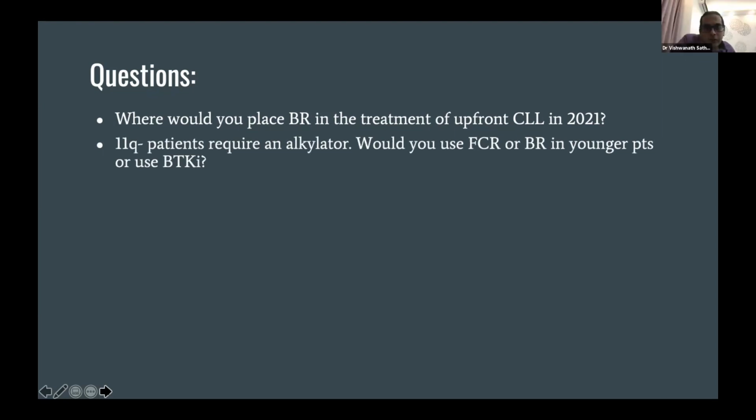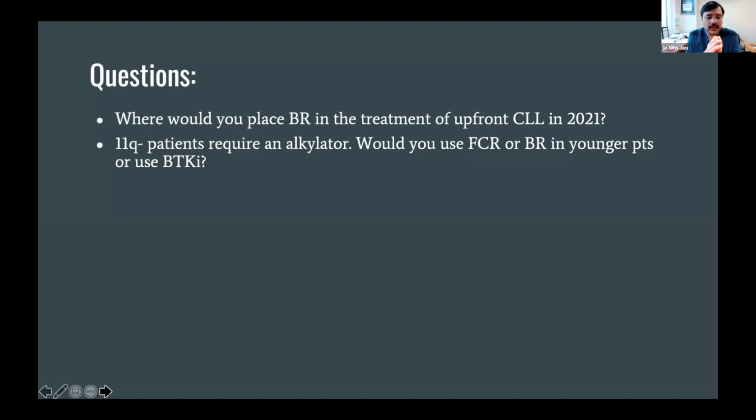Okay. And at certain times we do see these 11q deleted patients, which may require an alkylator. Would you use FCR or bendamustine rituximab in younger patients, or use BTK inhibitors plus or minus CD20 antibodies in these kind of patients? Again, those are older strategies, I would say. These days, 11q patients do beautifully with BTK inhibitors, surprisingly. 11q per se is not a reason to treat someone with chemotherapy. In fact, most of the 11qs are unmutated IGHV.